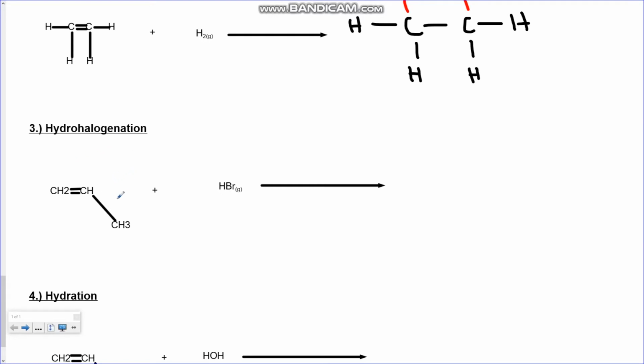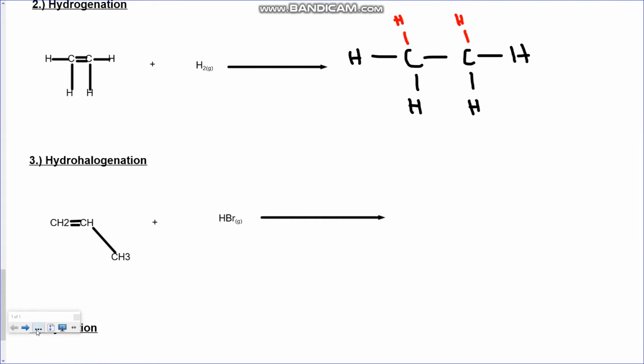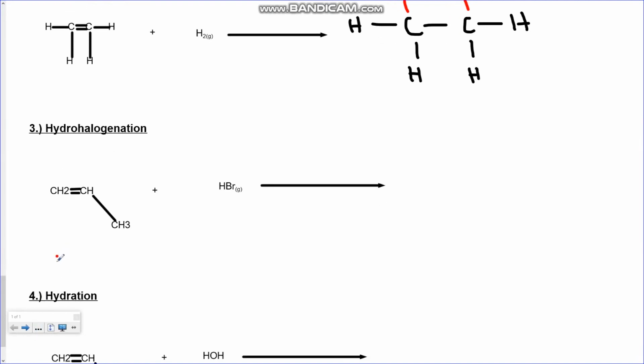Hydrohalogenation, which is just this. This is propene in this case, which is our alkene here. You write this down: propene. Remember, we don't have to write any number because we know it's at number 1. So we have propene here, and this is being reacted with hydrogen bromide, so HBr over here.